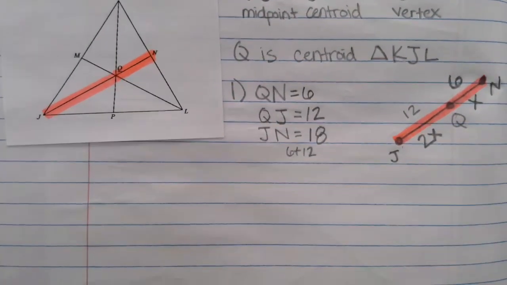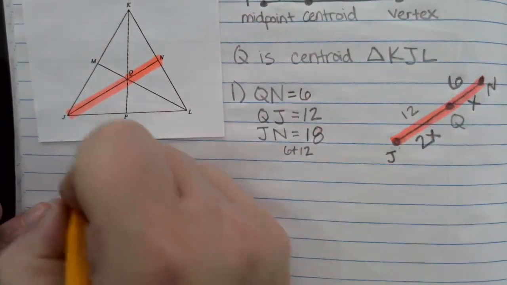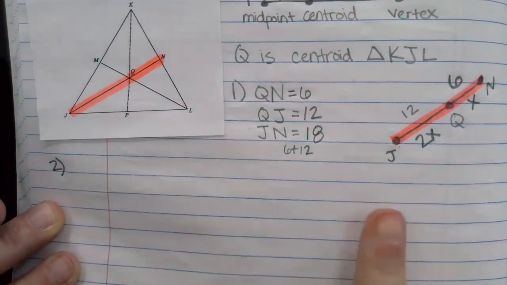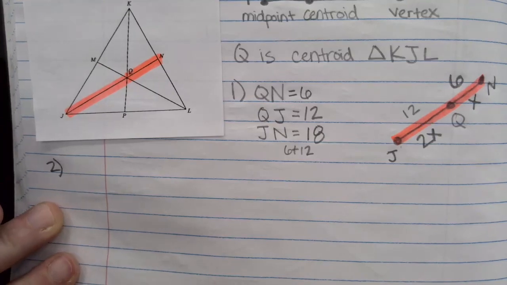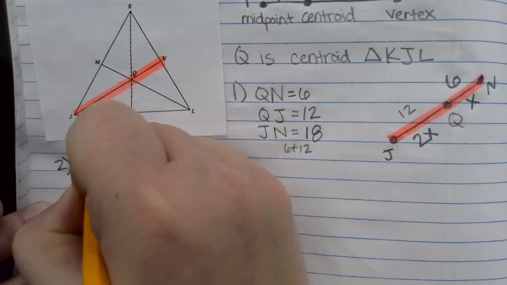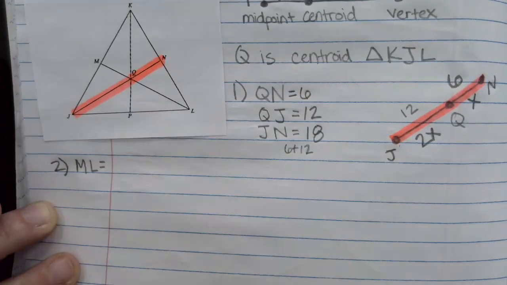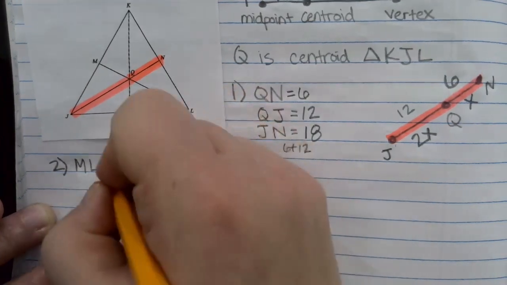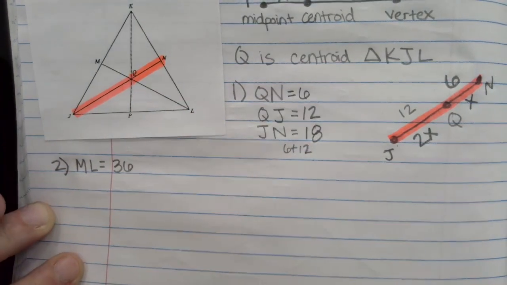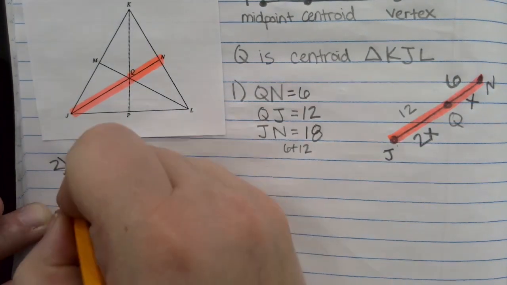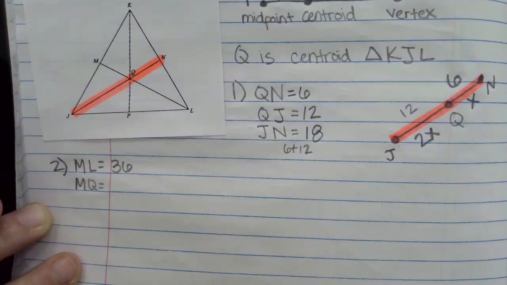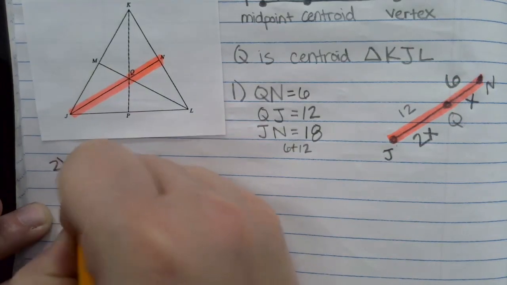All right, we have 2 more problems we're going to do. Number 2. I'm going to throw down here kind of further across because we're going to do 2, and then I'm going to do 3 over here. All right, number 2, I know that ML is 36. I need to find out what is MQ and QL.